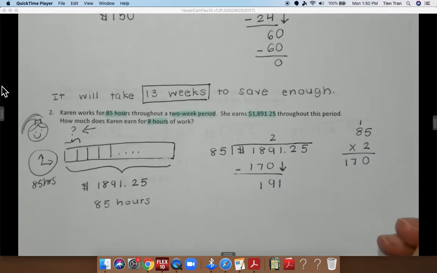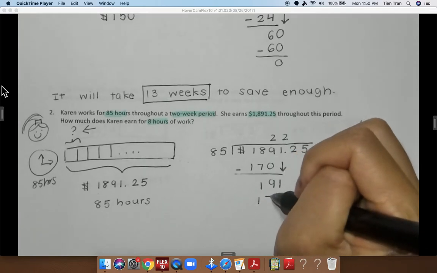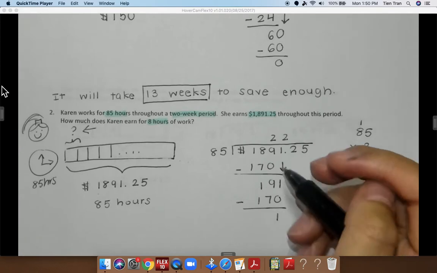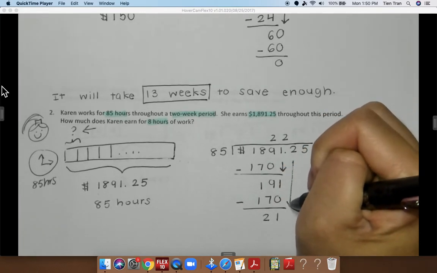85 can go into 191 the same amount of time. So I'm going to use 170 again. 1 minus 0 is 1. 9 minus 7 is equal to 2. Don't forget to bring down your 2.